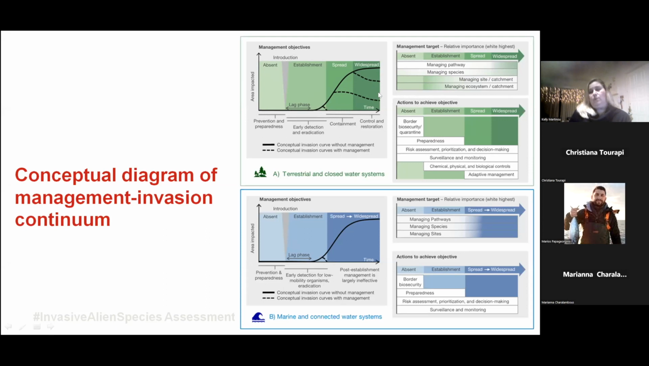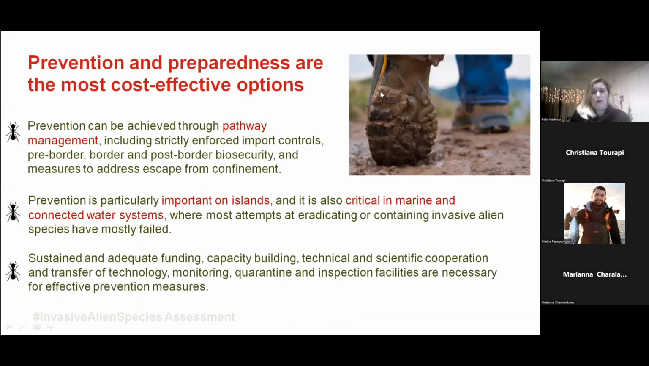And, you know, we won't reduce them most of the time below threshold levels. So it's very difficult to tackle the problem. But prevention, as I said, is key. And tackling the pathways is a very good method to get rid of the problem. For example, we could enforce import controls, pre-border, border, and post-border biosecurity.